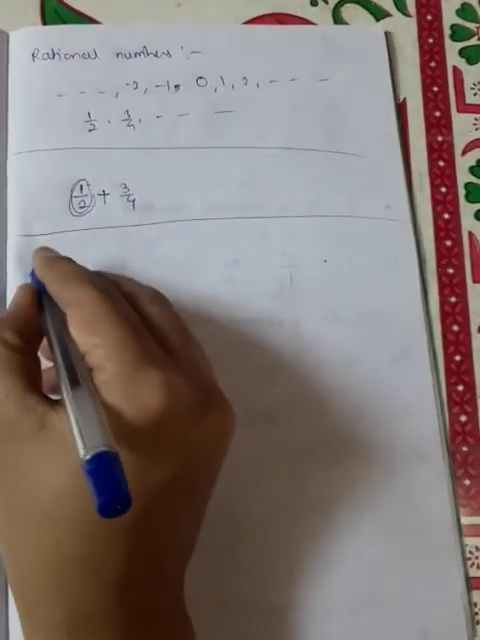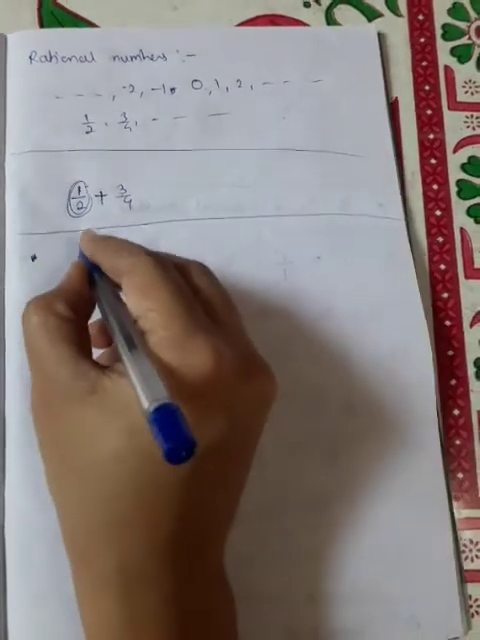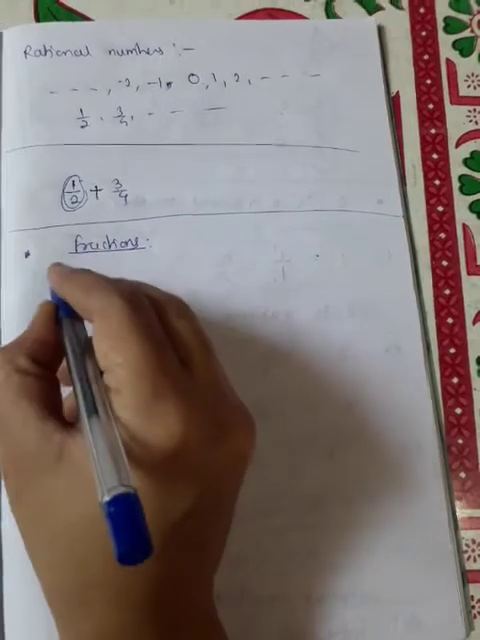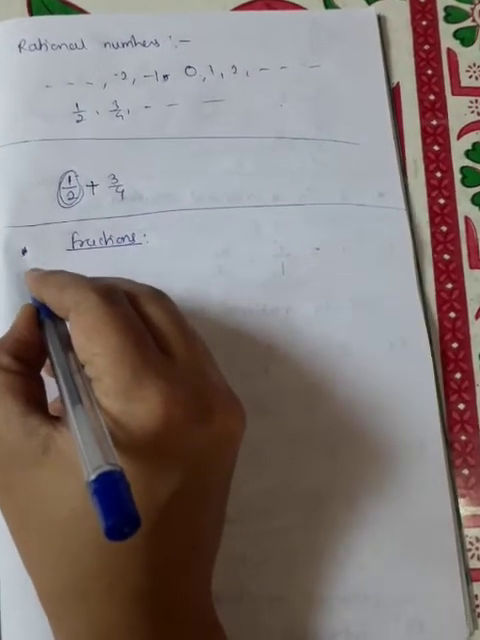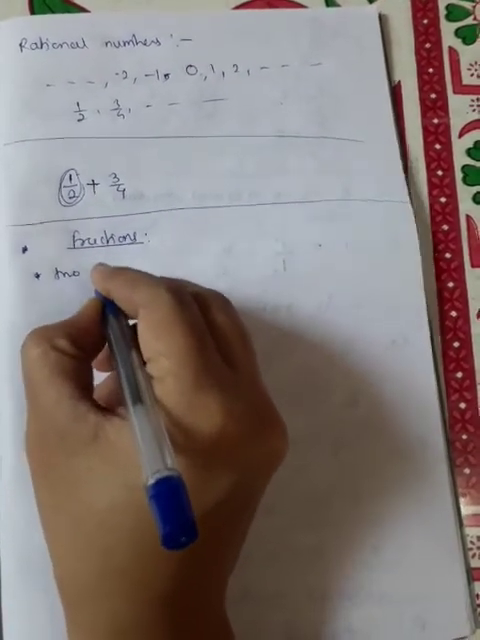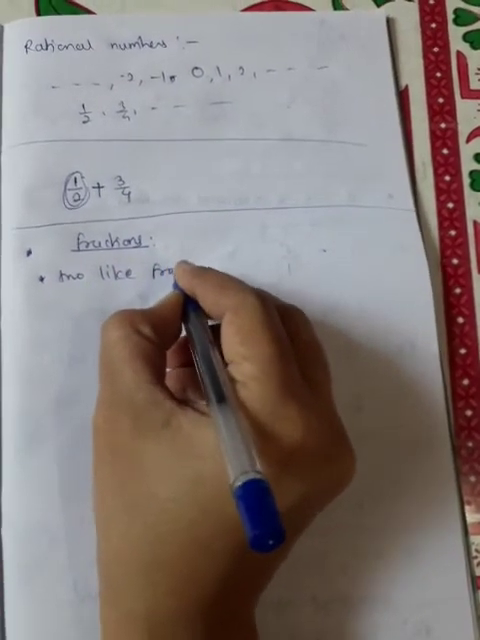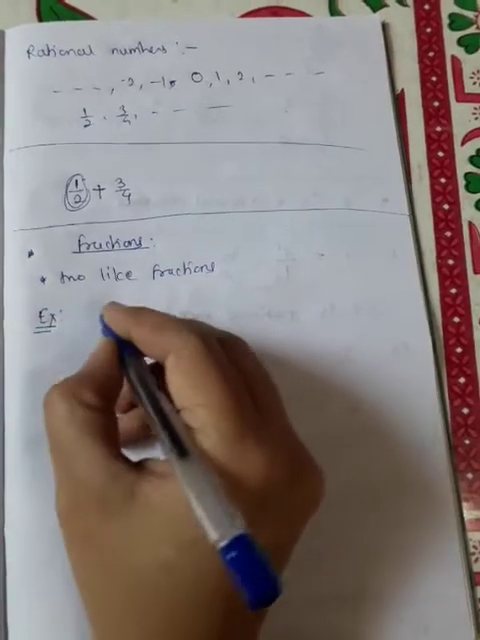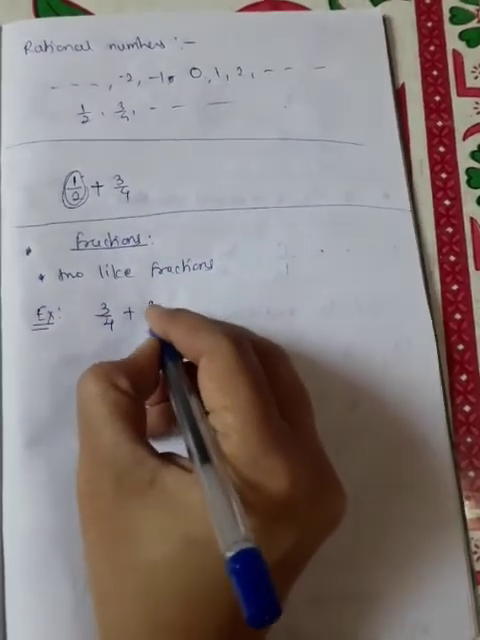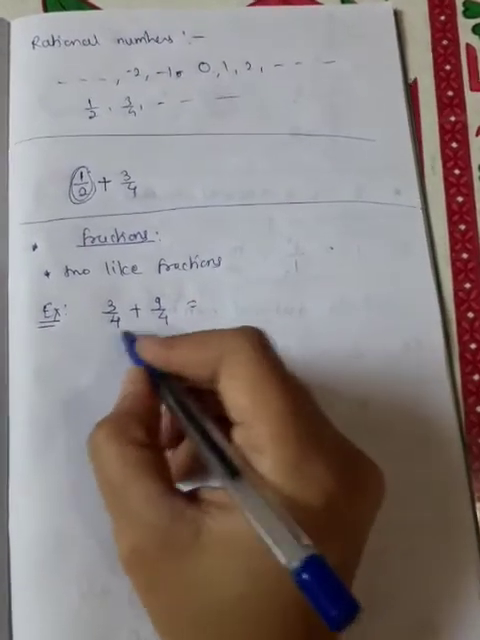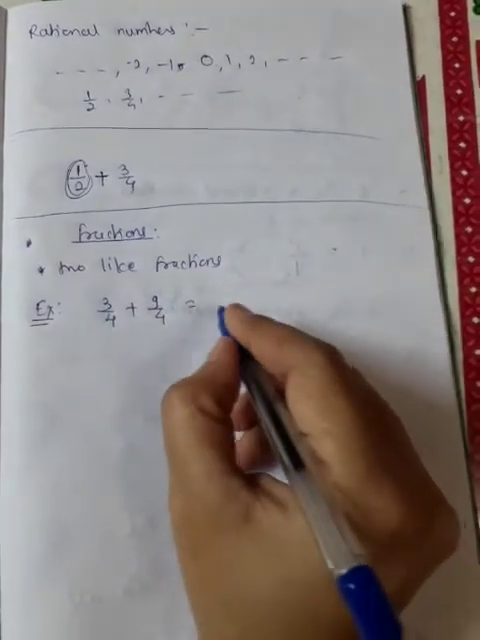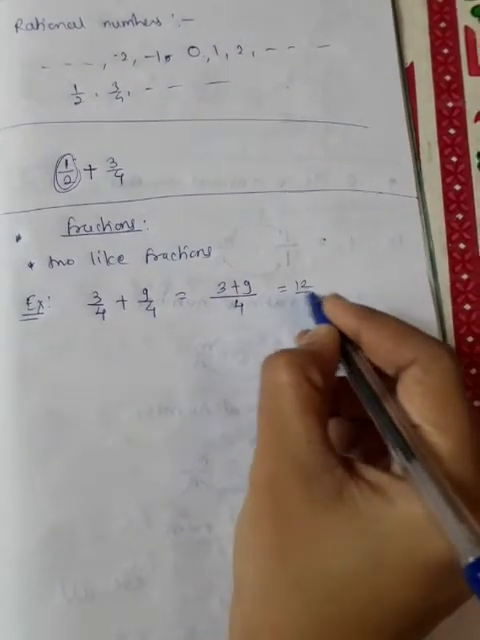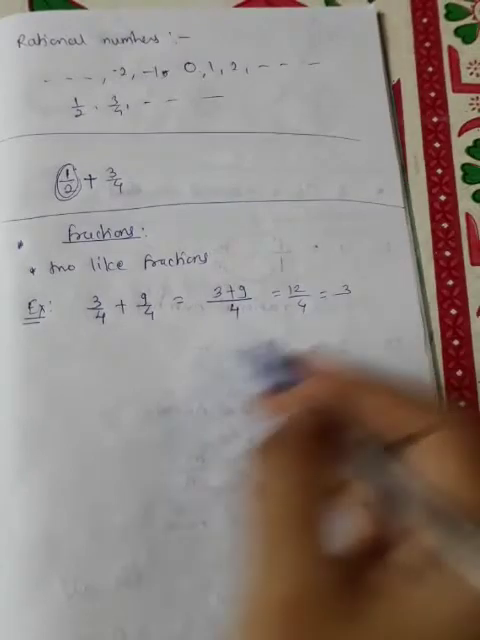So see some basic concepts related to fractions. For that you must know how to add two like fractions. Like fractions means the fractions with the same denominator. So how to add two like fractions? See here, denominators are same. So make their denominator common and add the numerators. Okay, and 12 by 4 is nothing but 3.